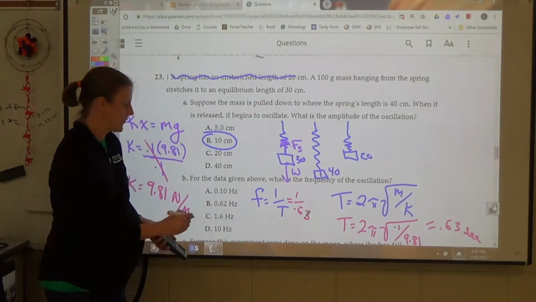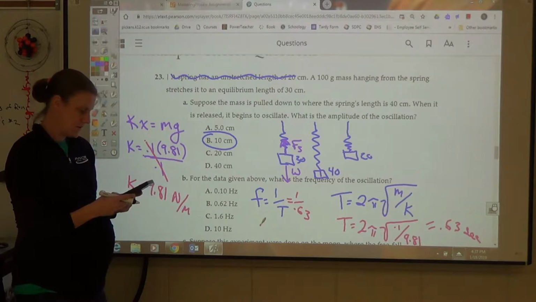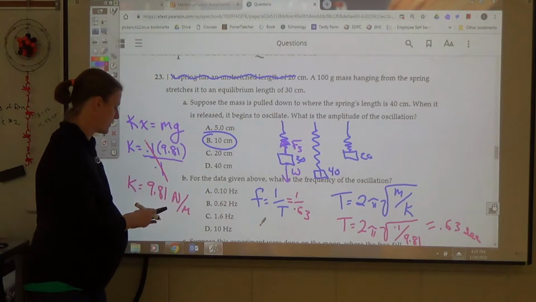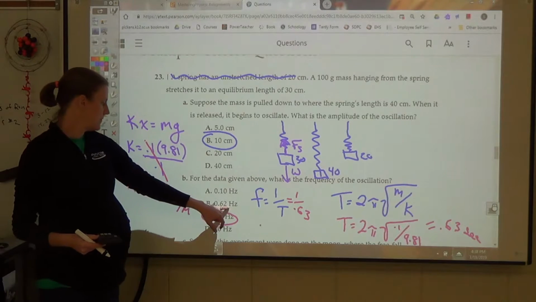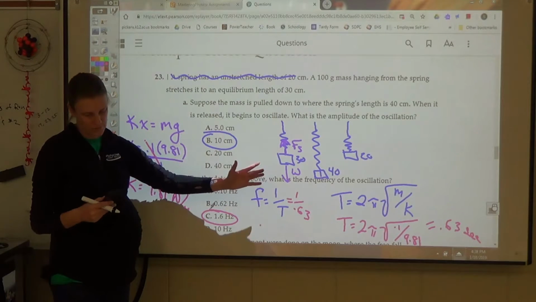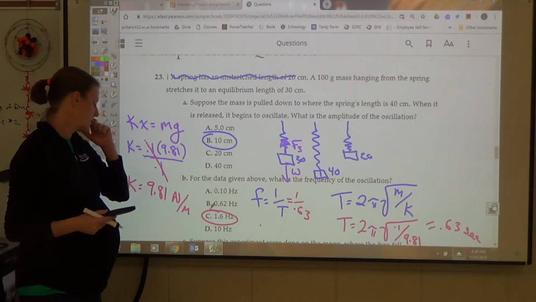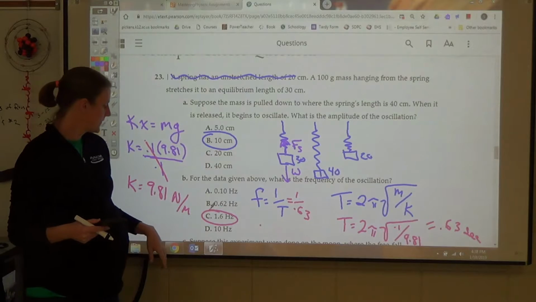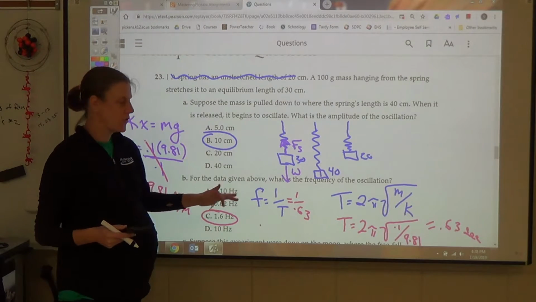So 1 over that is 1.58, 1.6. So that's got to be C. Notice that I got 0.63, but they have 0.62 as a choice. They probably didn't use 9.81 exactly as gravity, but careful, because that's the period. You want the frequency. You just have to do 1 over that.